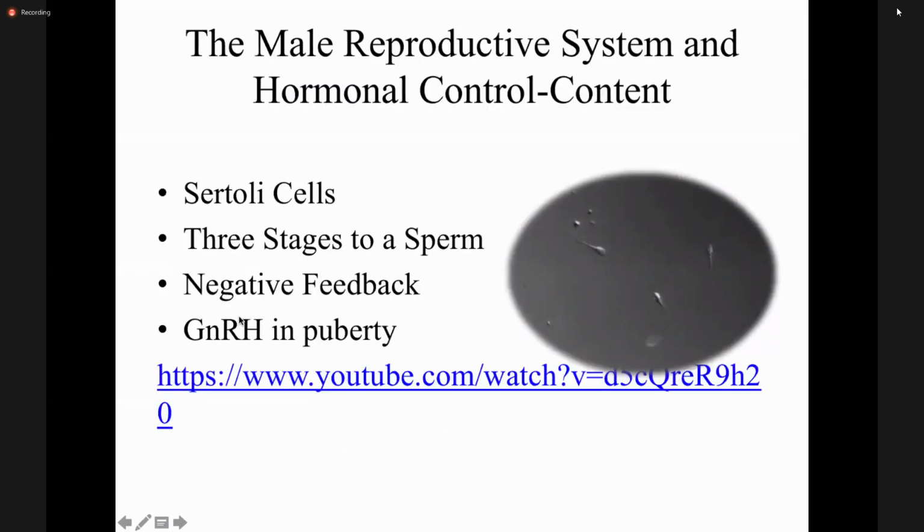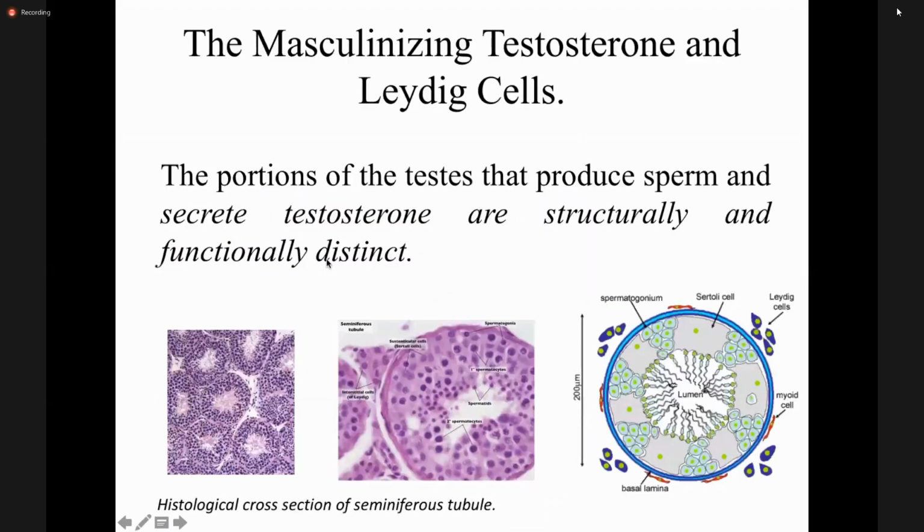All right, guys. Now we'll be talking about three very important cells in the male reproductive system. These cells are Leydig cells, Sertoli cells, and spermatogonia. The portion of the testes that produces sperm and secretes testosterone are structurally and functionally distinct.